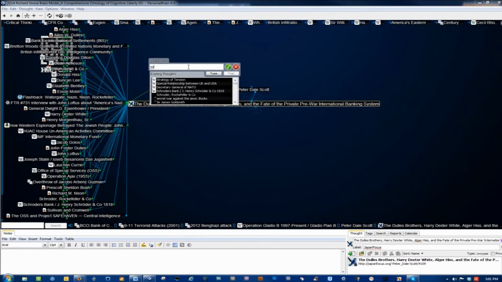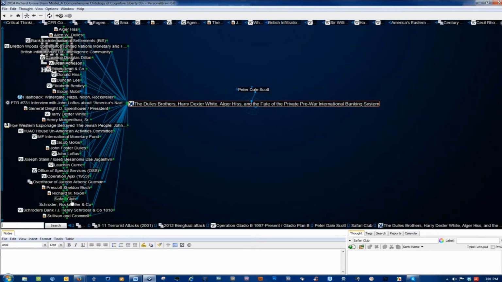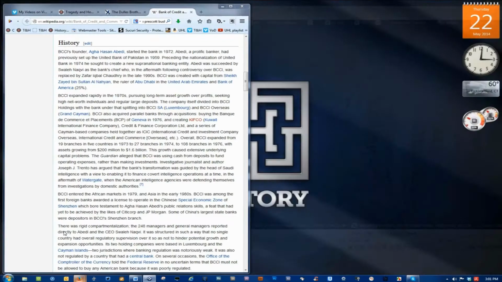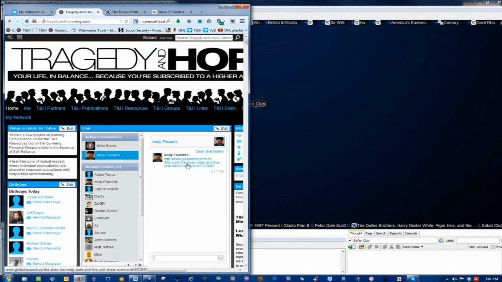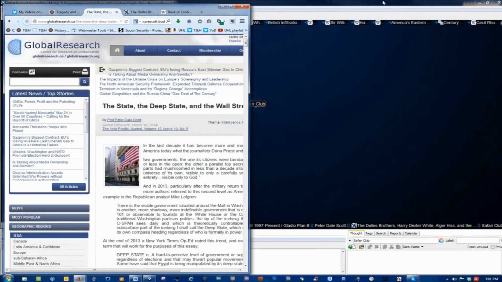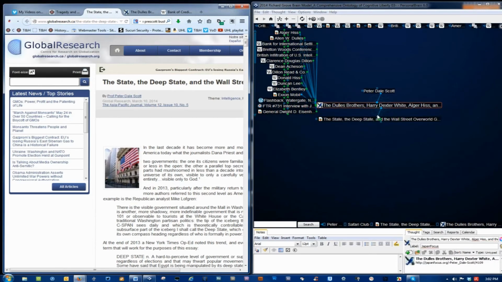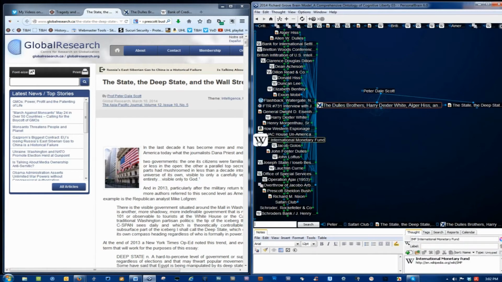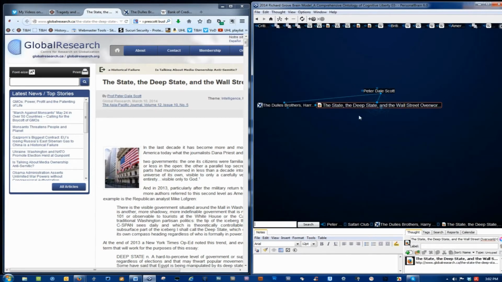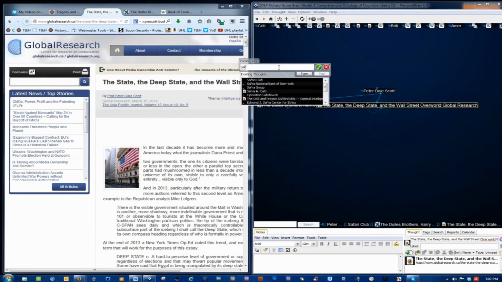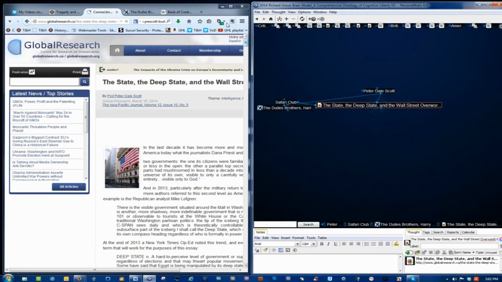If we were to reference, I don't know if you got it, Rich, or if you can hear this, but I sent over that other article that I think you were talking about via the Tragedy and Hope chat. Oh, right on. Let me just go there. It's called The State, the Deep State, and the Wall Street Overworld. Exactly. All right. Now, let me get back to business on this. So I'm going to connect that to this other article. And I'm also going to put it under Peter Dale Scott. All right. So, state. All right. And this is where it connects to the Safari Club. Now, let's see.